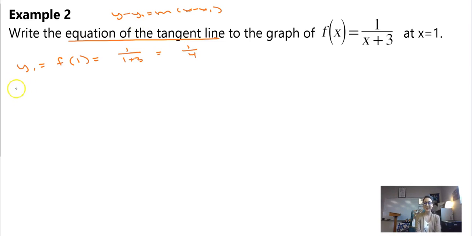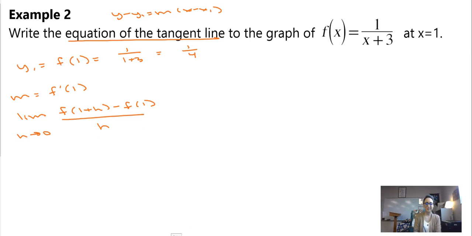Now, to get m, I need the what? I need the derivative, all right? So for m, that is going to be f prime of 1, all righty? So remember, the formula for the derivative is the limit as h approaches 0 of the difference quotient, so change in y over change in x. So in our case, we'll have f of 1 plus h minus f of 1 all over h.